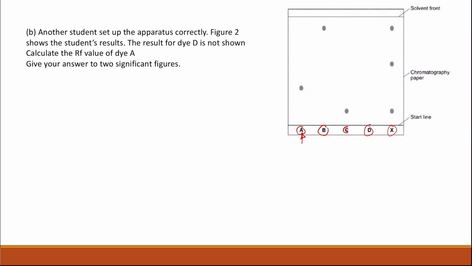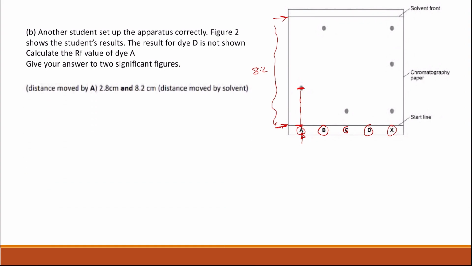To answer this question, you need to use your ruler and measure two things. The first is the distance traveled by the solvent, which is the distance between the start line and the solvent front. When you measure this with your ruler, you find it's 8.2 centimeters. The second is the distance traveled by dye A, measured between the start line and the center of the spot.